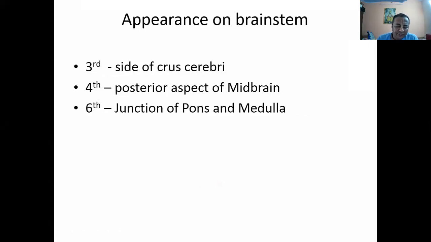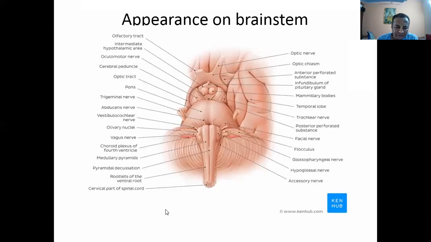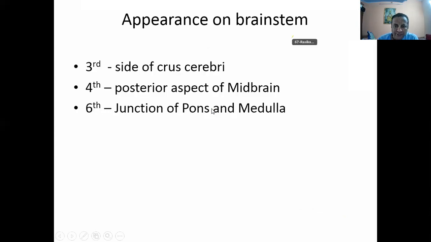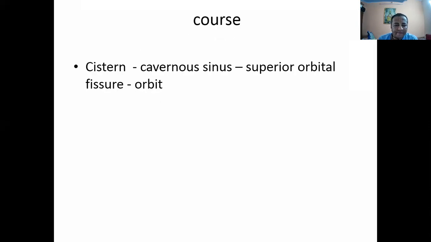Sixth nerve passes through the pontine cistern. Now what is a pontine cistern? Pontine cistern is here. Here is the pontine cistern, a dilatation of the subarachnoid space. That is a pontine cistern. So all of them pass through a cistern. Third and fourth pass through the interpeduncular cistern, and sixth passes through the pontine cistern.